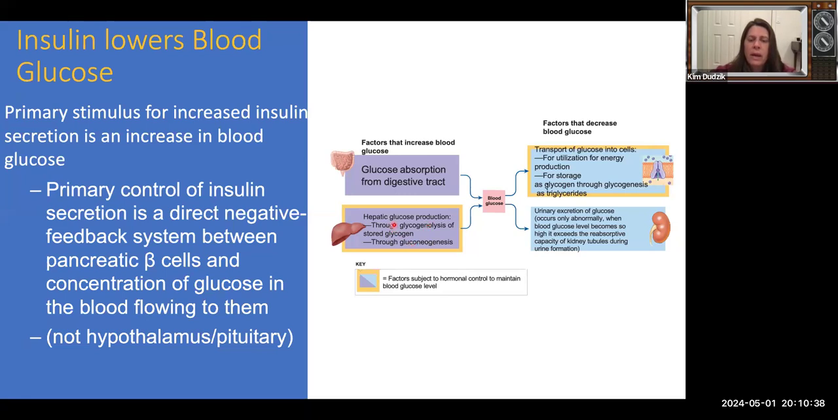Here, again, hepatic glucose production, that presence of insulin then can stimulate the liver to take up glucose and form it into glycogen. That was that process of glycogenesis.